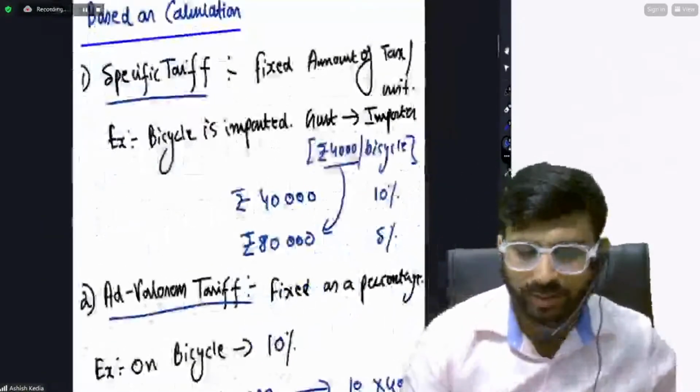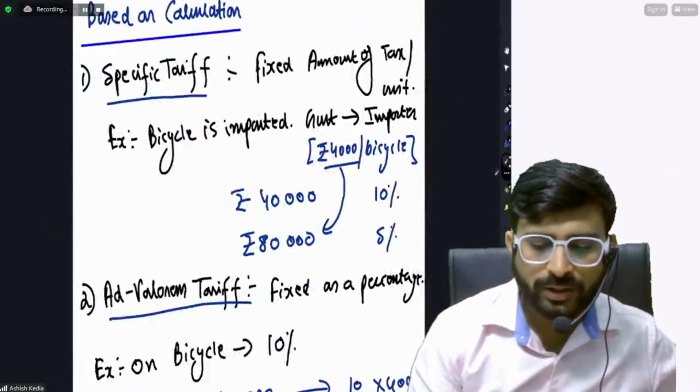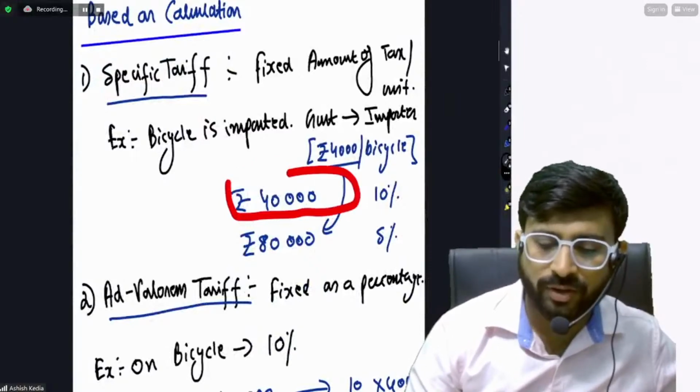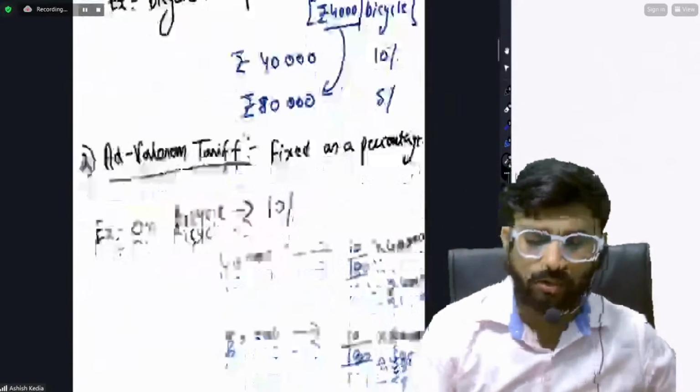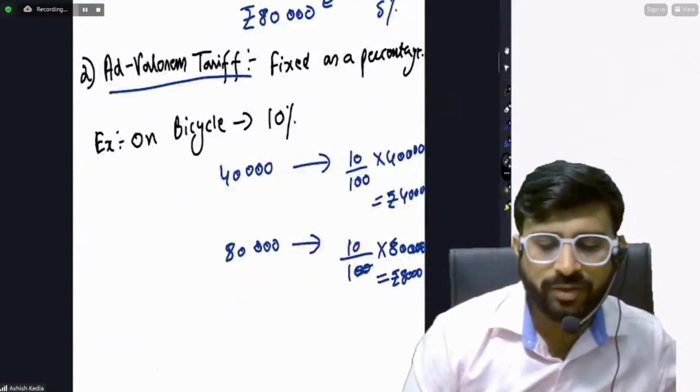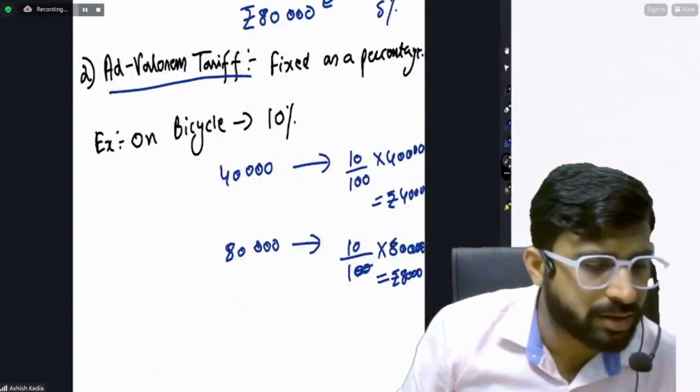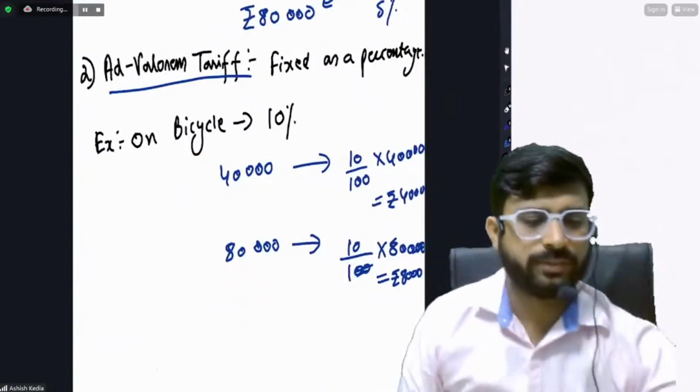So basically, in specific tariff, the rate of tariff is not fixed, rather the amount of tariff is fixed. While in ad valorem, the rate of tariff is fixed as a percentage. Hopefully it's crystal clear.